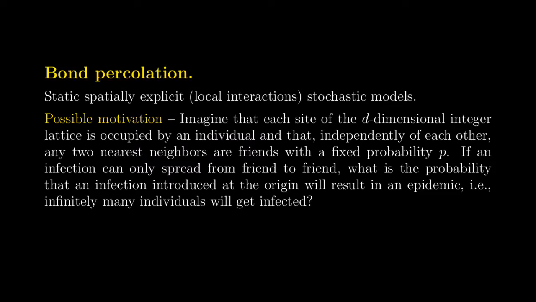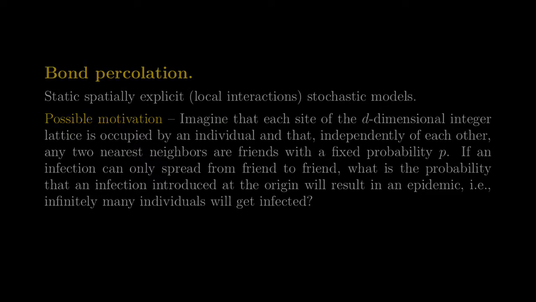Then assume also that one given individual, let's say for instance the individual at the origin, gets infected by a disease, and let's assume that this disease can only spread from friend to friend. A natural question is, what is the probability that there will eventually be an epidemic? By epidemic, I mean: what is the probability that eventually infinitely many individuals will get infected?